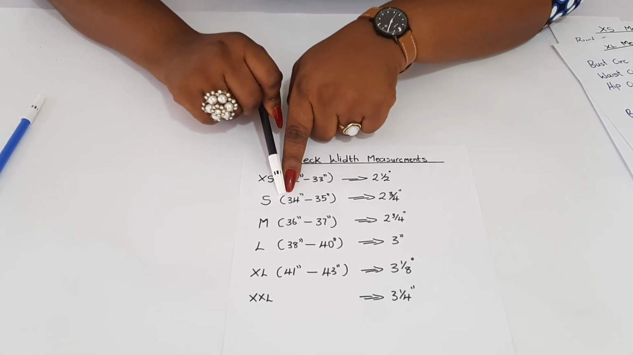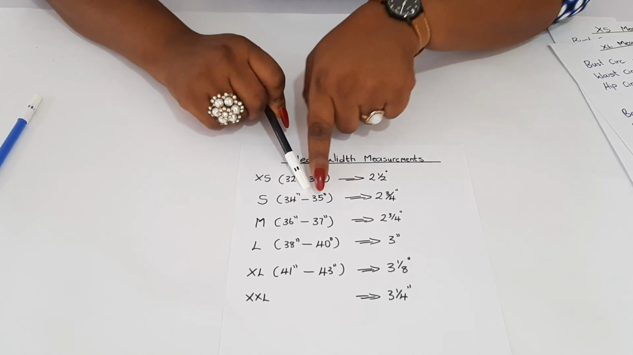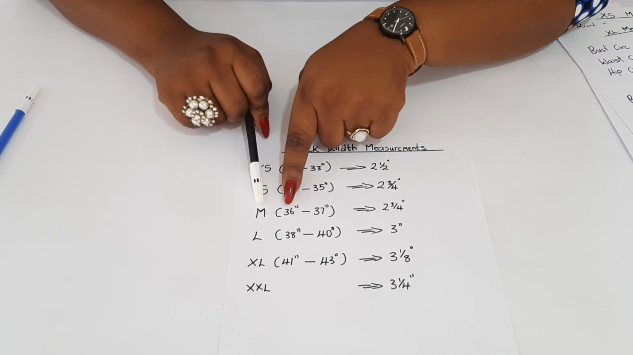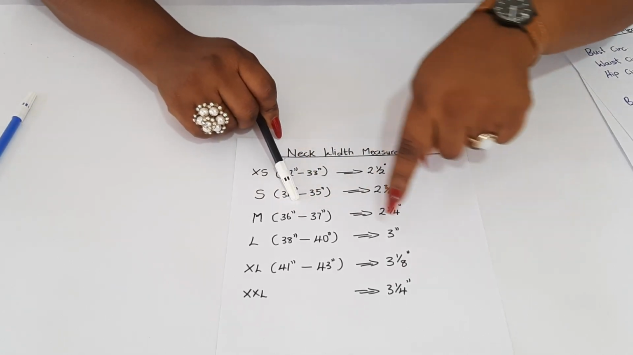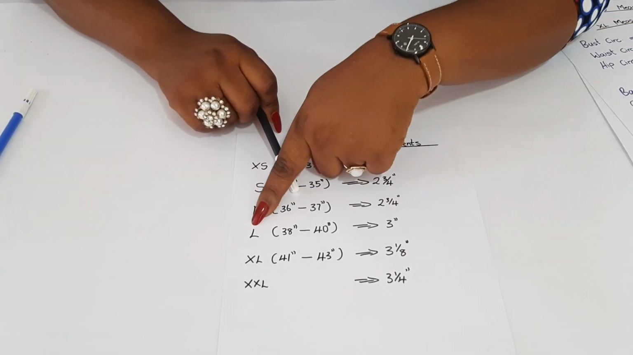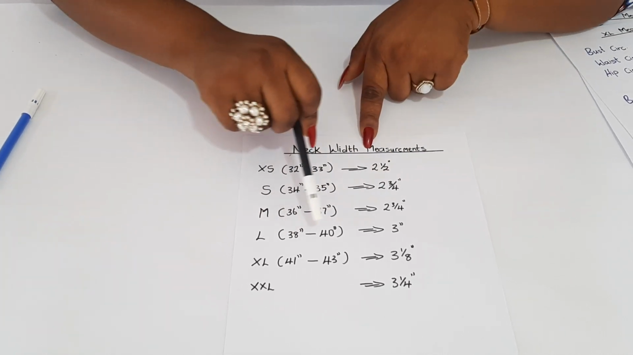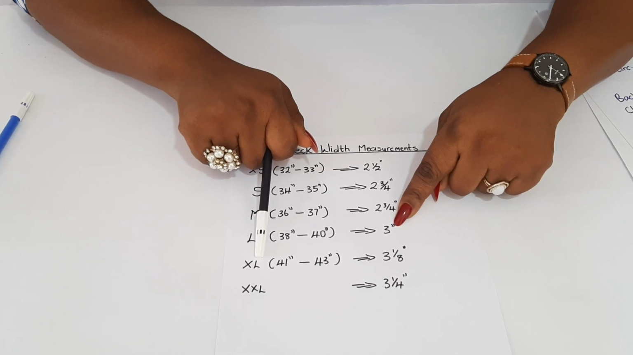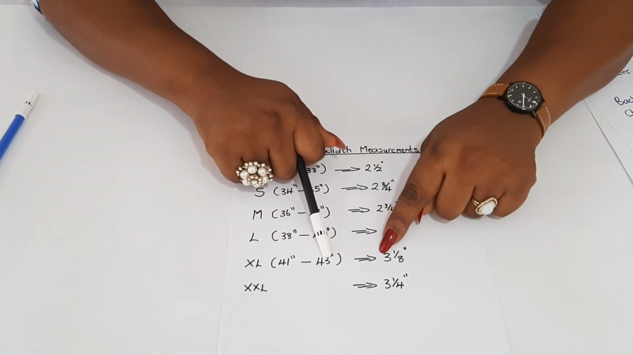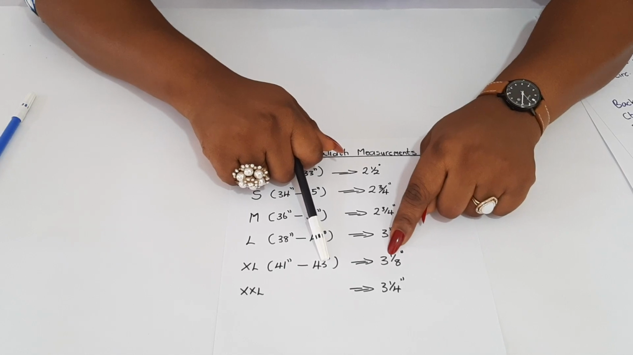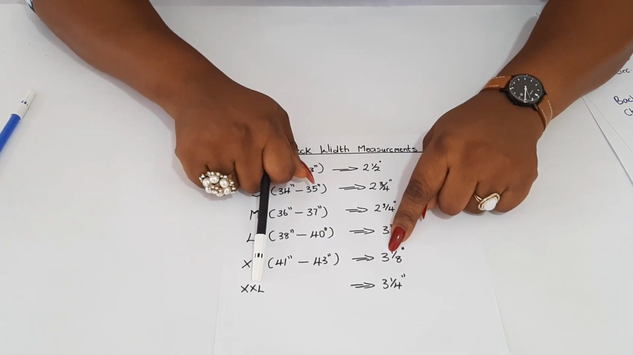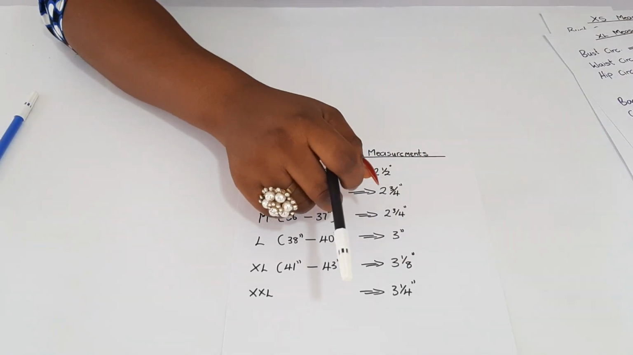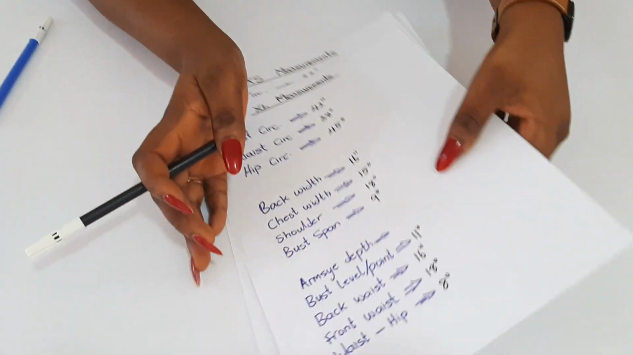If your bust is between 34 and 35, you're a small size, you will use 2 3/4. Then for a medium size, which is 36 to 37, we use also 2 3/4. For a large size, which is bust 38 to 40, we use 3 inches. For an extra large person like me, 41 to 43, we use 3 1/8 of an inch. While for extra large, 43 and above, we use 3 1/4. So now let's go to our paper to start drafting.